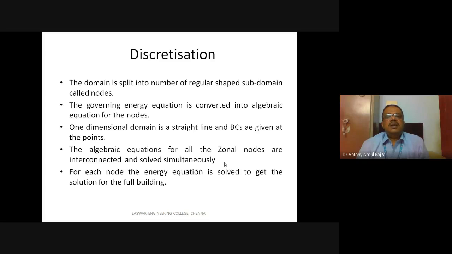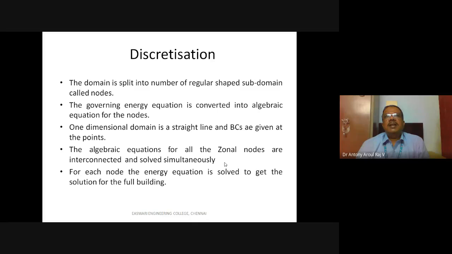First of all, we have to understand that for a one-dimensional problem, the domain is a straight line. Even if it looks like a wall, you should understand the area of cross section is constant. Though it is big, the area of the cross section will be constant. So it can be considered as a line with a constant area of cross section, and we will be giving the boundary conditions at the end points.